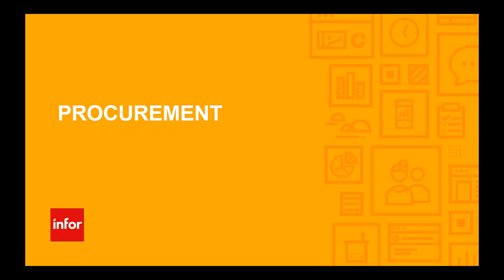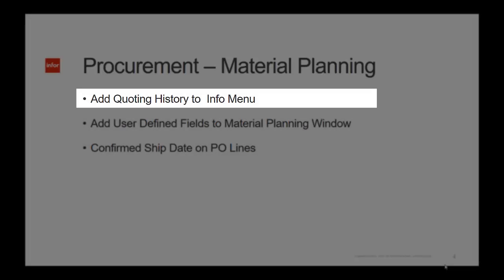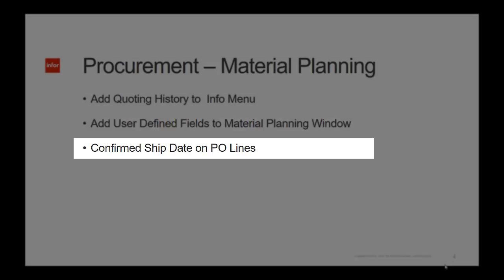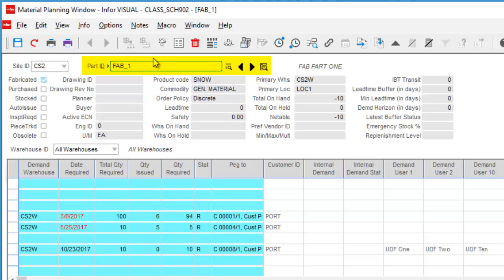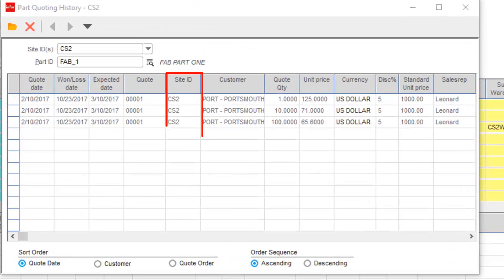For the 9 changes made for procurement, I want to begin by looking at the ones that are inside of the material planning window. Included are quoting history, user-defined fields visibility, as well as confirmed ship date from the PO lines. In the material planning window, I will enter my fabricated part 1, and then under the info menu, I'll go to the new option, quoting history. Here you will notice that I have a few quotes out for the existing part ID.